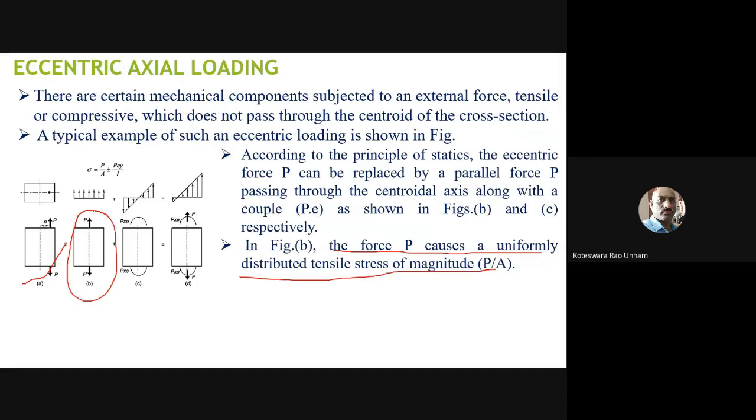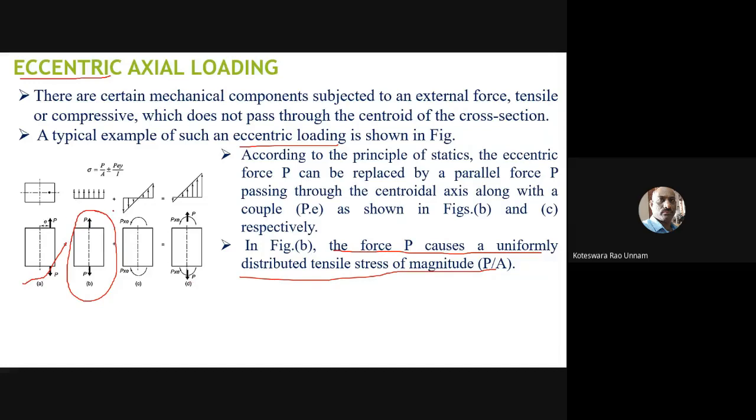From this figure, you can clearly understand that it is subjected to a direct tensile load. That is why I am using the word direct here. That is the difference between eccentric and direct. Whenever you say direct, it means the load line is passing through the longitudinal axis. Then we call it direct loading. Otherwise, it is eccentric loading.